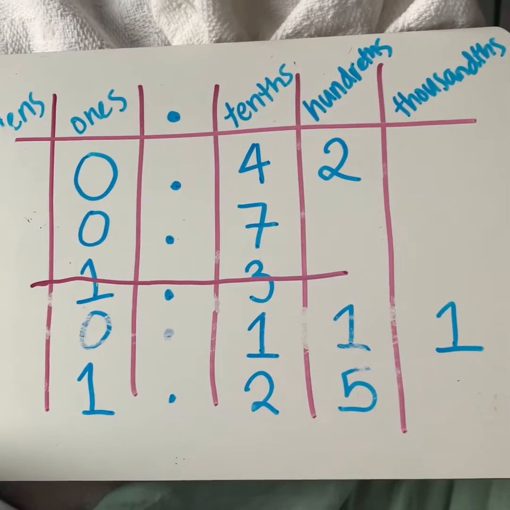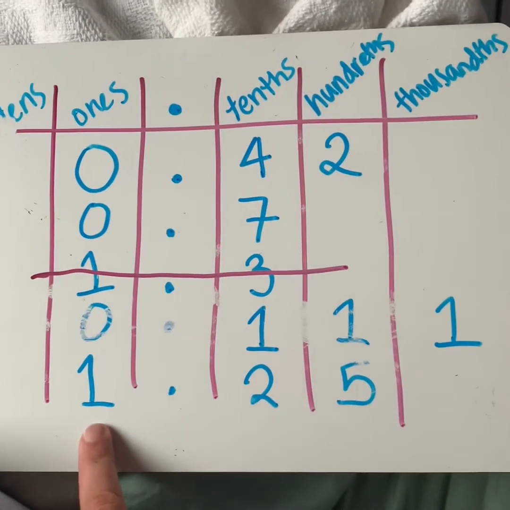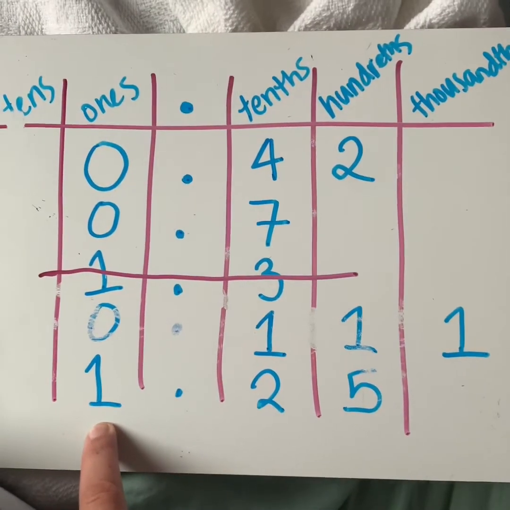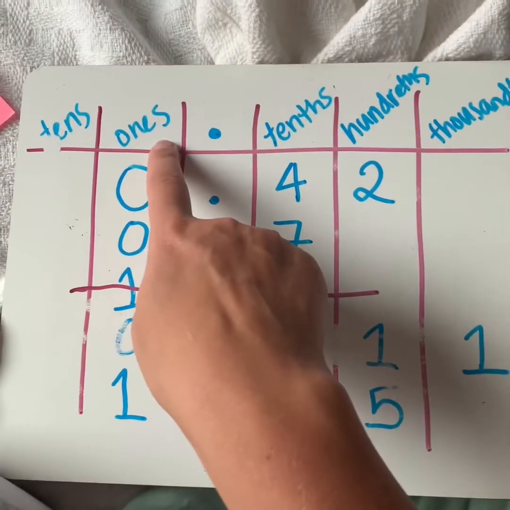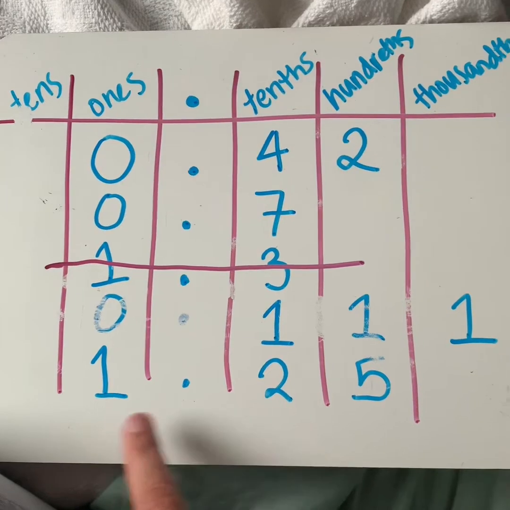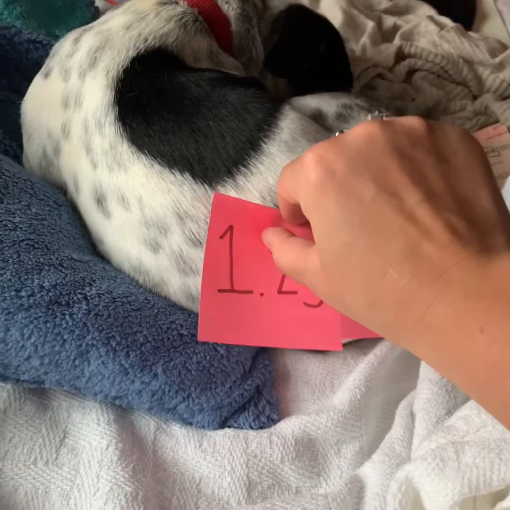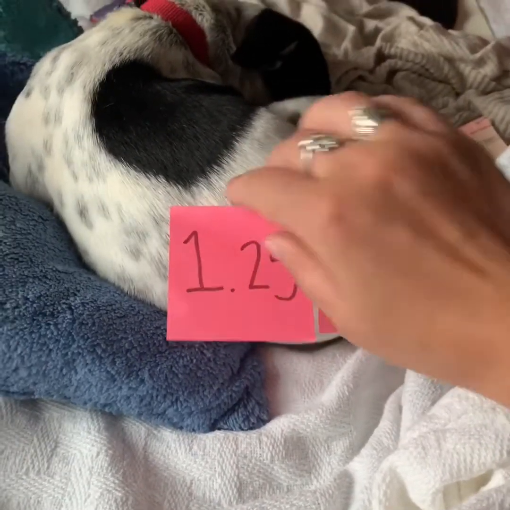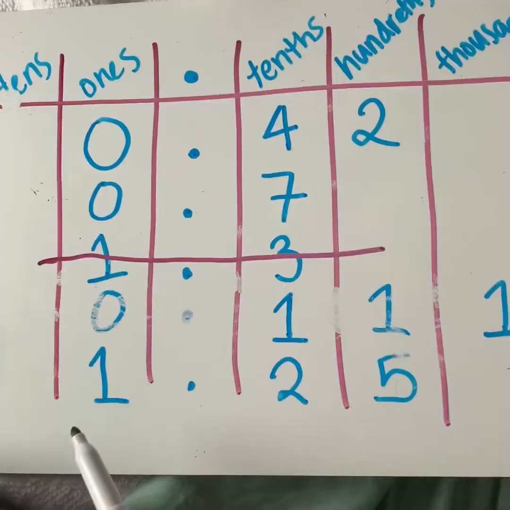Now I know the next biggest one is going to be the only one left that has a 1 in the ones place, because the other ones don't have any ones at all. So I know that's going to be 1 25 hundredths. Thank you, Lucy. You're being very helpful cleaning up your mess.